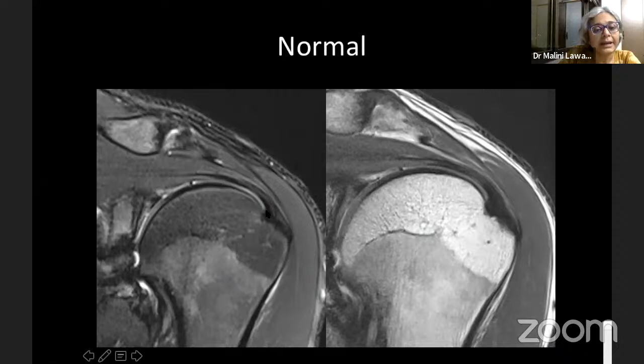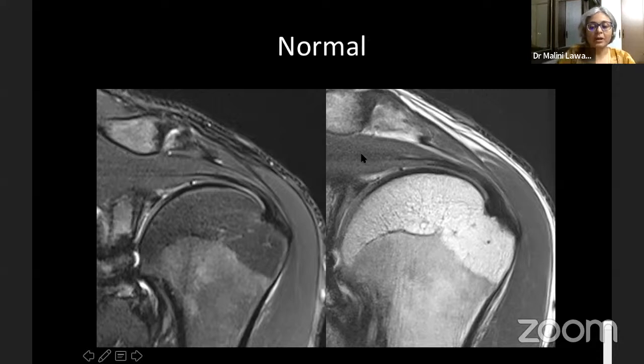How does the normal tendon look? You can see the normal supraspinatus tendon on these FATSAT T2 images as well as these PD images. You can see that the tendon looks completely dark. So when the tendon looks completely dark, that is normal. This here is the footprint. All of this is the footprint. This is the critical zone. This is the myotendinous junction. And this is the muscle belly.